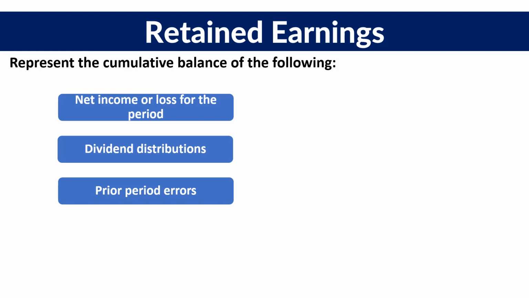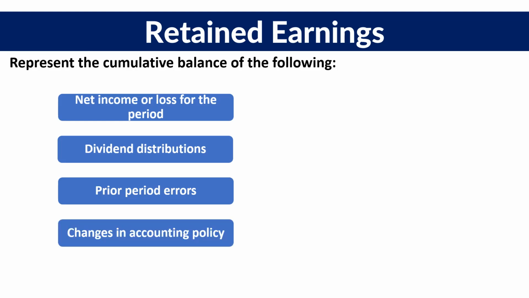So if the error is an understatement of income in the past, then you have to increase your retained earnings. If the error has caused an understatement of the retained earnings, you have to increase retained earnings when net income was understated in the past because of the error. If net income was overstated in the prior periods because of that error, then you have to debit your retained earnings. Okay?